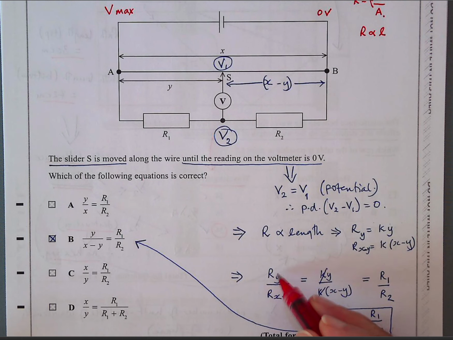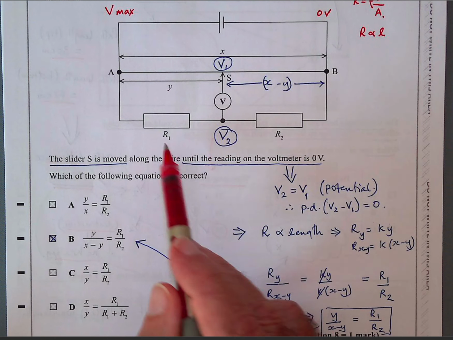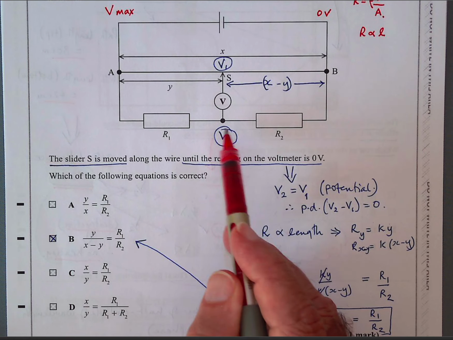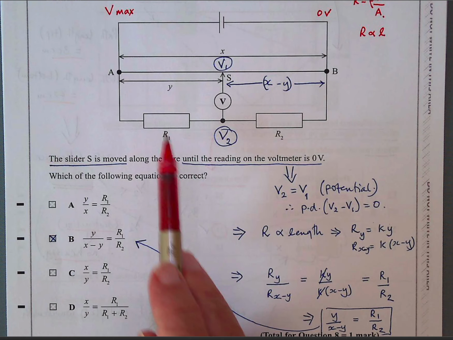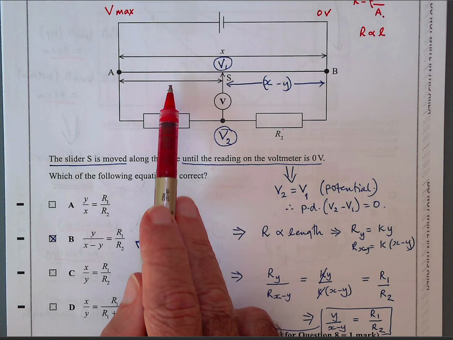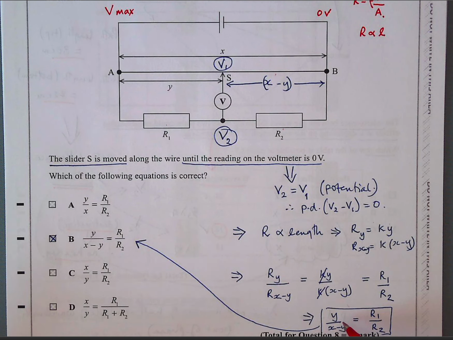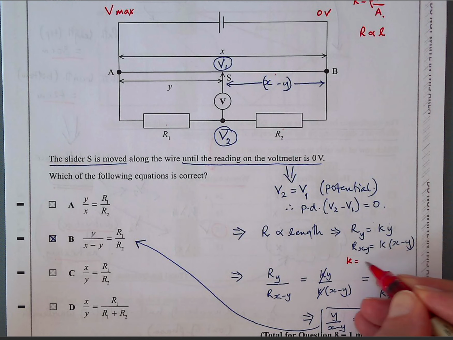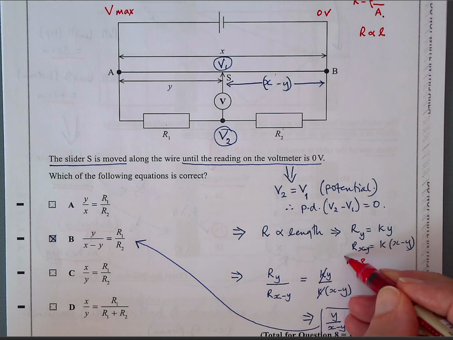So you can then work out that the resistance of these two lengths, Y to X minus Y, must be equal to the resistors underneath, which is R1 to R2, if the potential between the two is the same. When the voltmeter reads 0, the ratio of this to this must be equal to the ratio of this part of the wire to this part of the wire. So it's a simple matter of ratios. You can cross out the K's, which was equal to rho over A from the equation I showed you above, so you don't really need to know that.